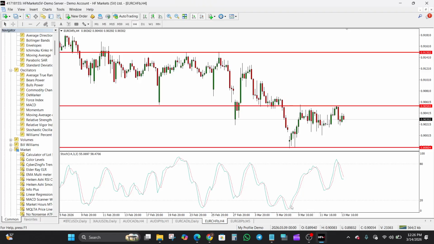Stochastic below 20 and short. You enter a short trade near resistance with stochastic above 80, right? So this was a good place. This was another good place to enter a sell trade or a short trade.